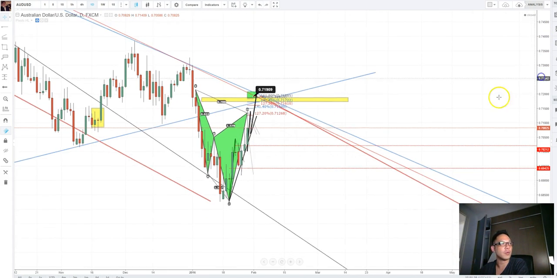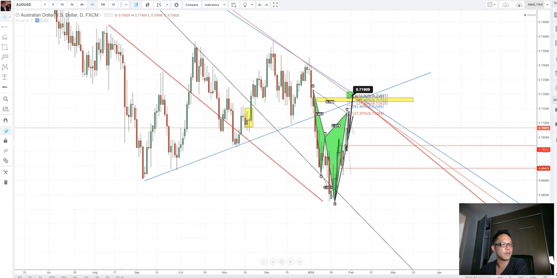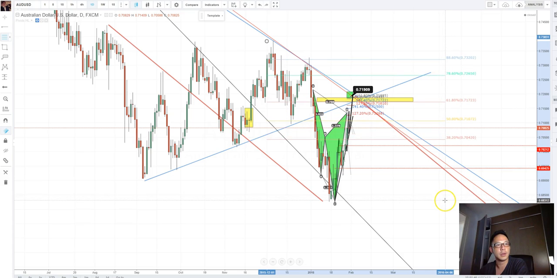What I wanted to look for was ratio confluence. So we get down here. Look at that, 61% retracement, right at our level, within the vicinity of where we want to look for a selling opportunity.